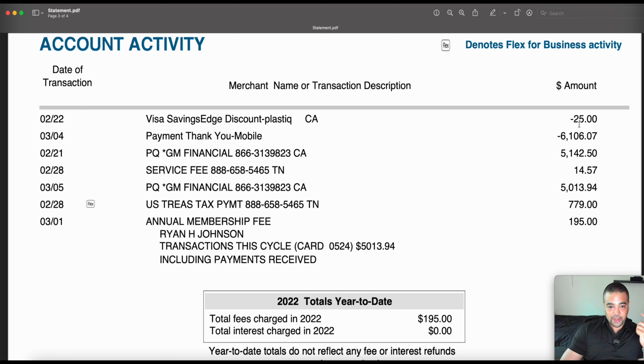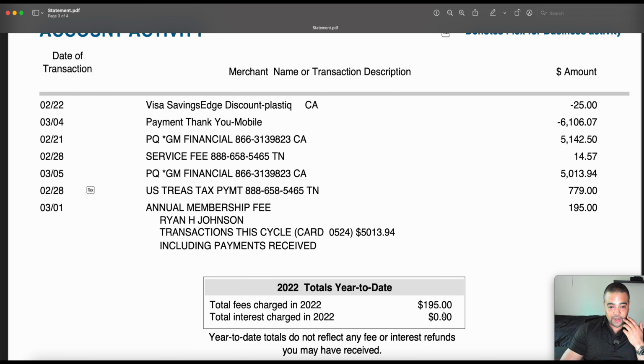And we just kind of have a breakdown. They have it right here. Total fees charged in 2022. Total interest charged, $0. So this is much more helpful. But again, the one up top was just meant to be an account summary. But this is more helpful to understand what's happening and where they're all coming from. So that's pretty much it.